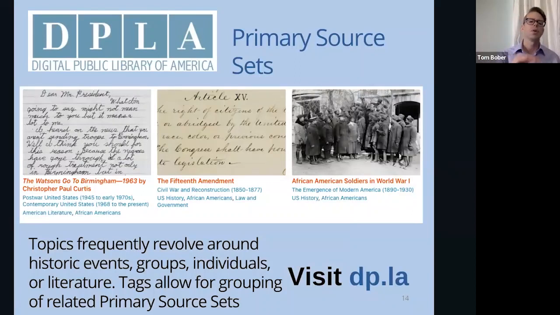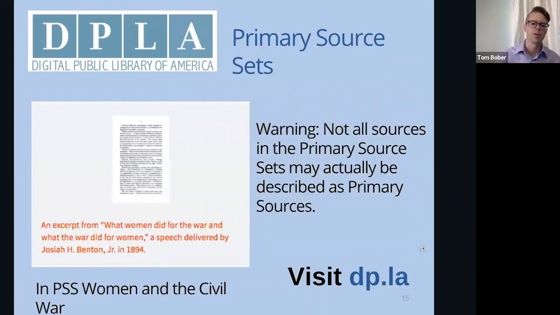When you see this, you'll also notice that there are tags underneath each one of those primary source sets. So you can see that the Watsons Go to Birmingham has also been tagged under post-war United States, contemporary United States, American literature and African Americans. So if you want to see what are the other primary source sets that have to do with American literature or with African Americans, you can click any of those tags and it will repopulate with those specific collections, or sets, I should say, primary source sets.